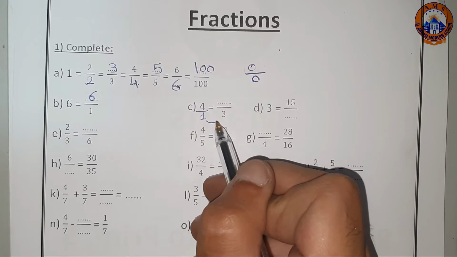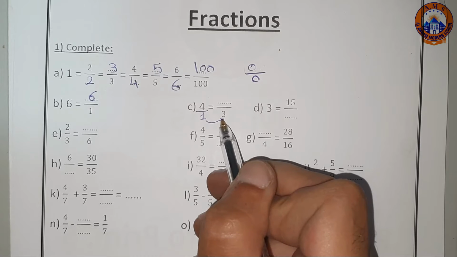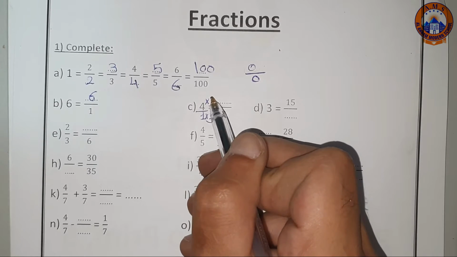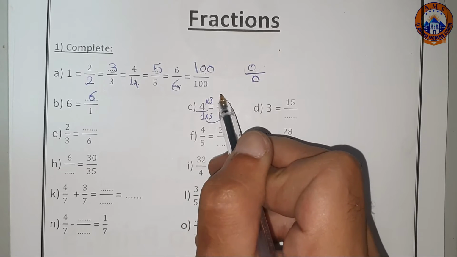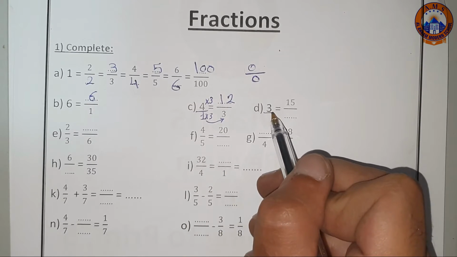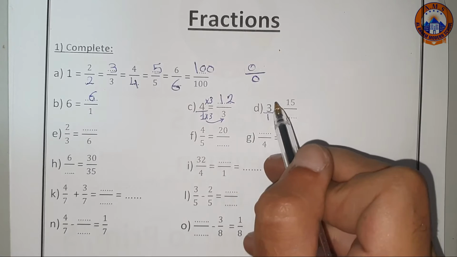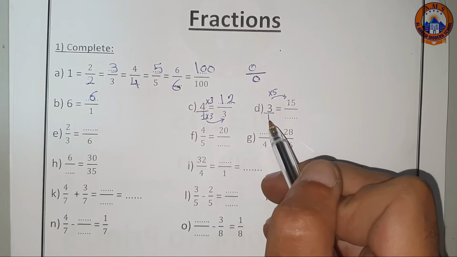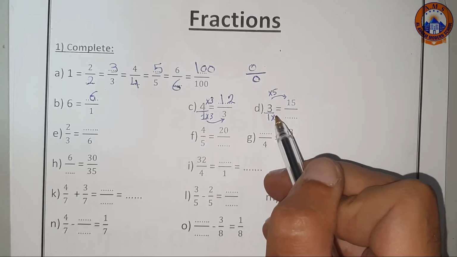Now we just transform this 1 into 3 by multiplying 1 by 3 down. We have to multiply also up by 3. 4 by 3 equals 12. The number 3 by the same method. This 3 is 3 over 1. The 3 becomes 15. So we multiply by 5. So we have to multiply down by 5. 1 by 5 equals 5.